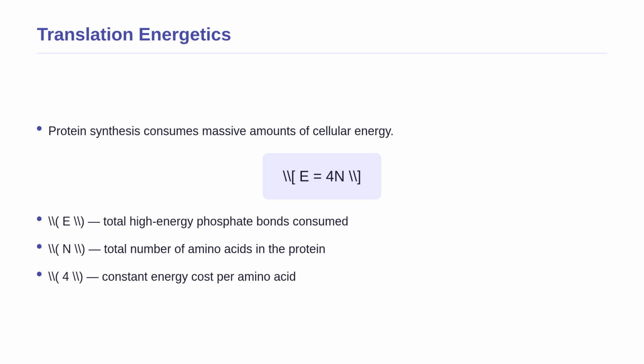In this equation, E represents the total number of high-energy phosphate bonds consumed. The variable N represents the total number of amino acids in that specific protein chain. The number 4 is the constant energy cost per amino acid: 2 bonds to attach the amino acid to its transfer RNA, 1 to bring it to the ribosome, and 1 to move the ribosome forward. As the protein length N increases, the total energy, E, increases linearly.